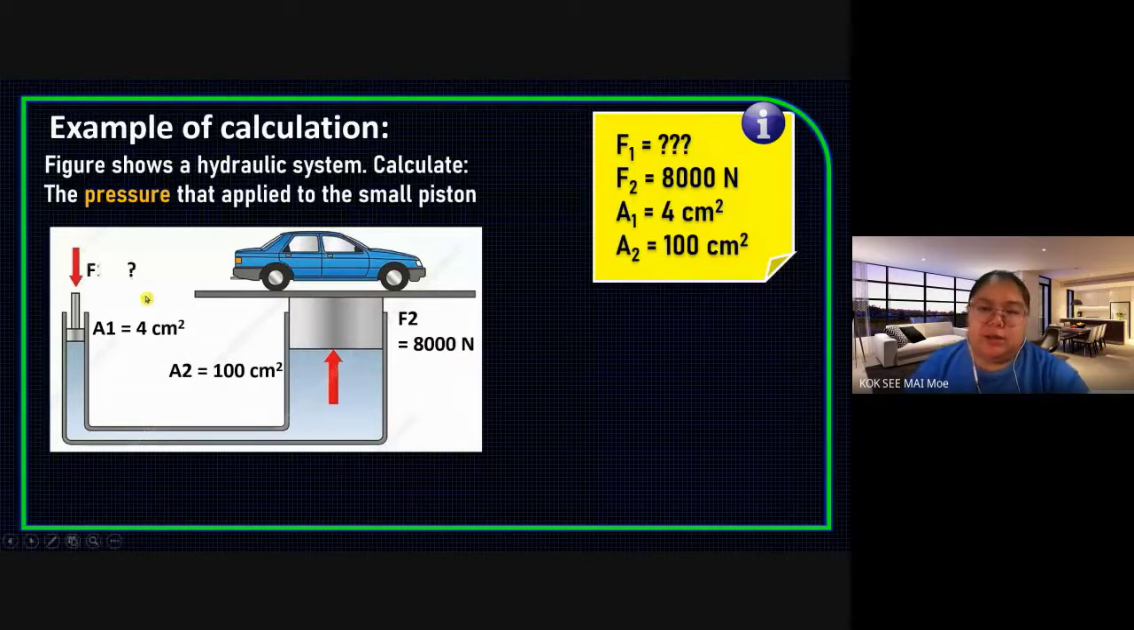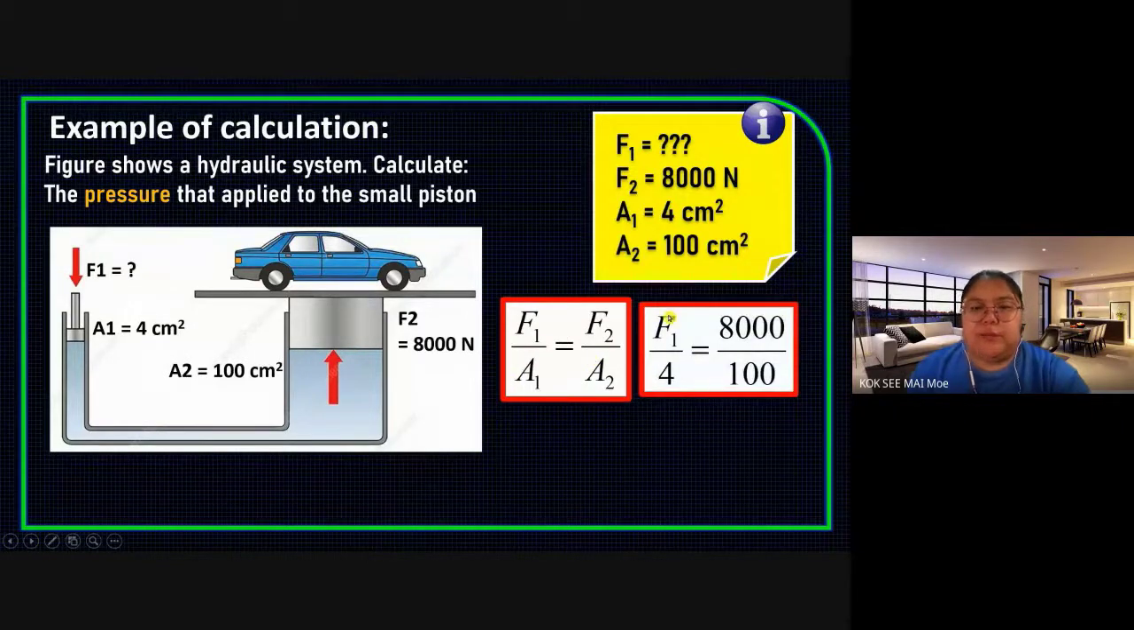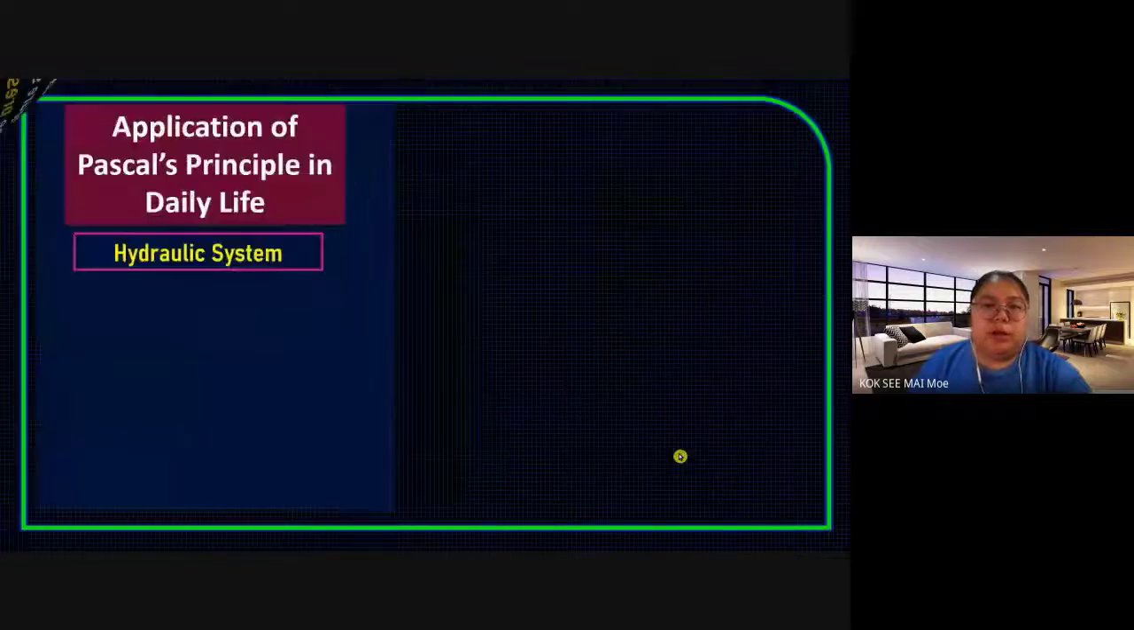Okay, we go to check. I show the calculation. F1 over A1 equals F2 over A2. F1 we don't know, so you leave it empty. You put F1 over 4, equals 8,000 over 100. So we get the answer 320 Newton. The question is just like this, it is simple. What is important is that you understand the question. So we finish this calculation.